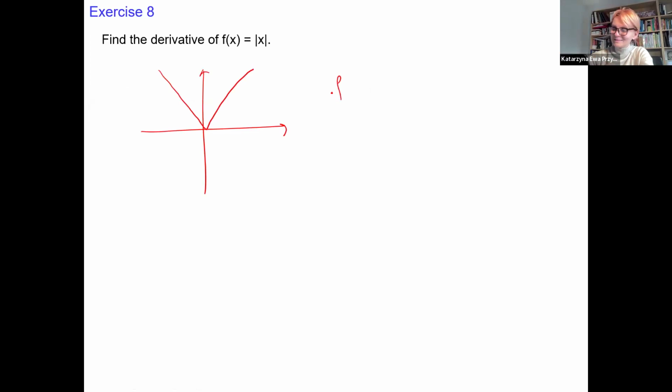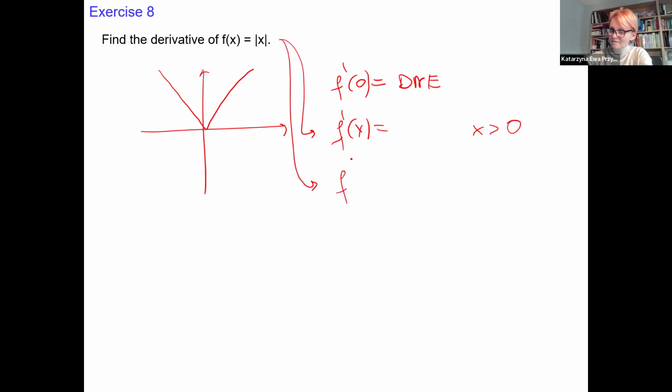Yes, at 0. That means f prime at 0 does not exist. What is the derivative of this function when x is positive, and please tell me what's the derivative when x is negative? What's the derivative on the positive axis? Yes, thank you. 1 and -1.